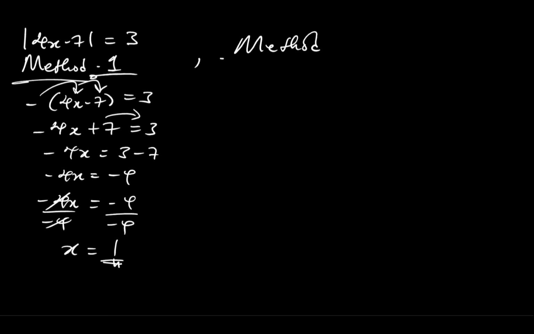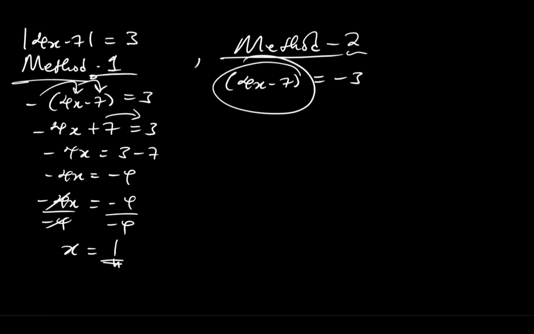Now, what if we chose a different approach? What if we introduced a negative on the other side? Let's try and see what will happen. So 4x minus 7 is equal to negative 3. For this other part, you don't have anything to open up, it's parentheses other than the one that's invisible there. So this will just open up as 4x minus 7 being equal to minus 3.